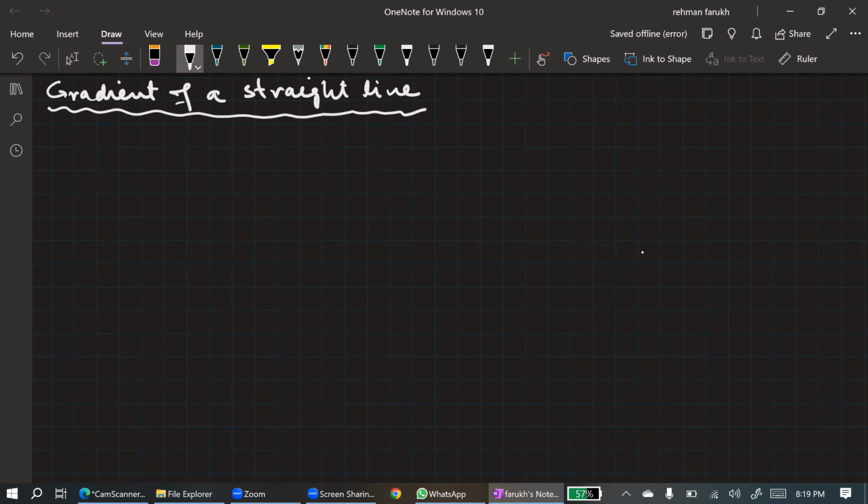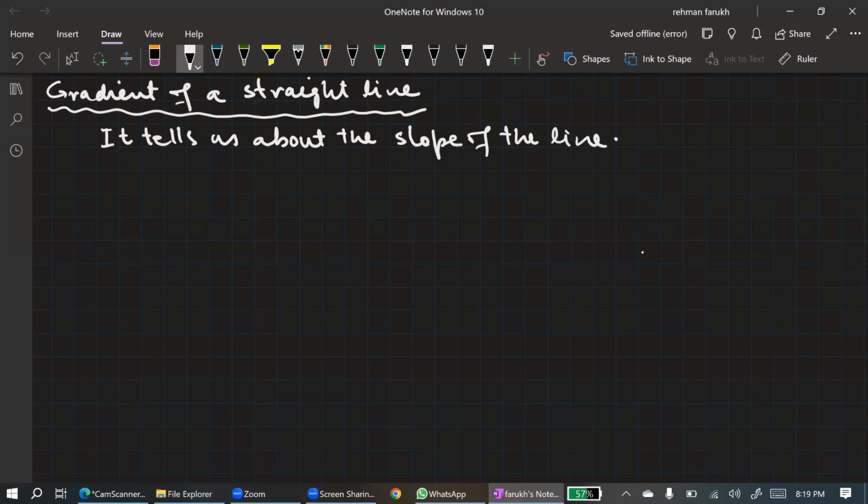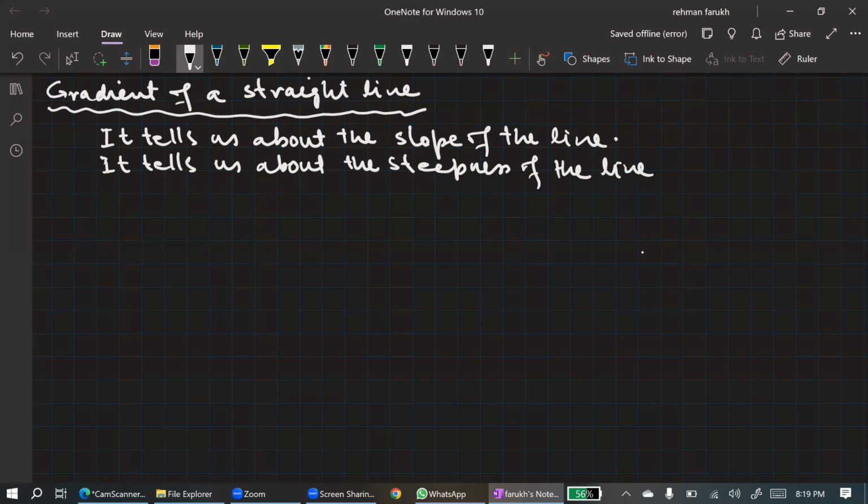Gradient tells us about the steepness of the line, or it tells us about the slope of the line, or it tells us about the steepness of the straight line.